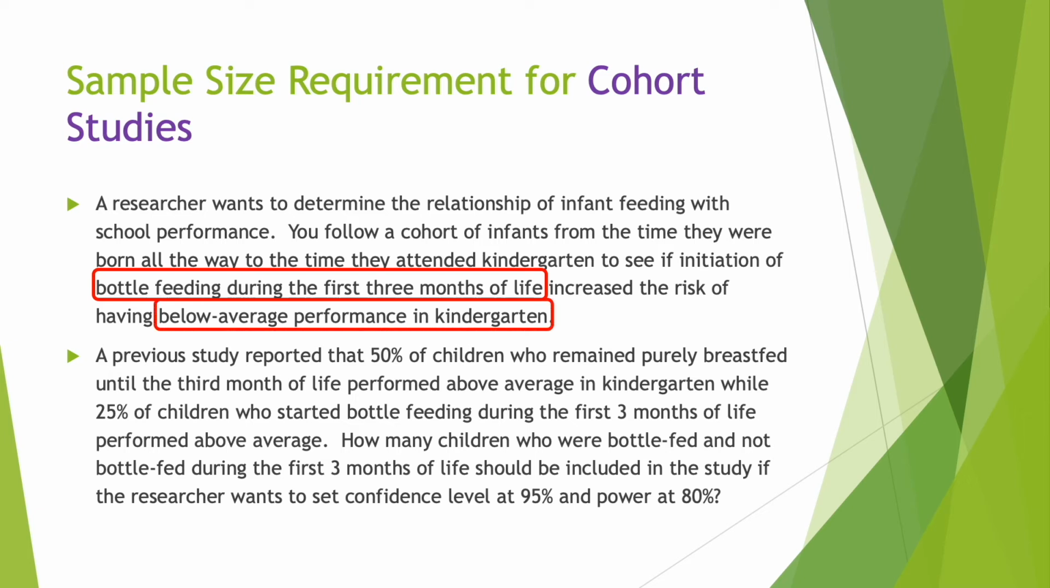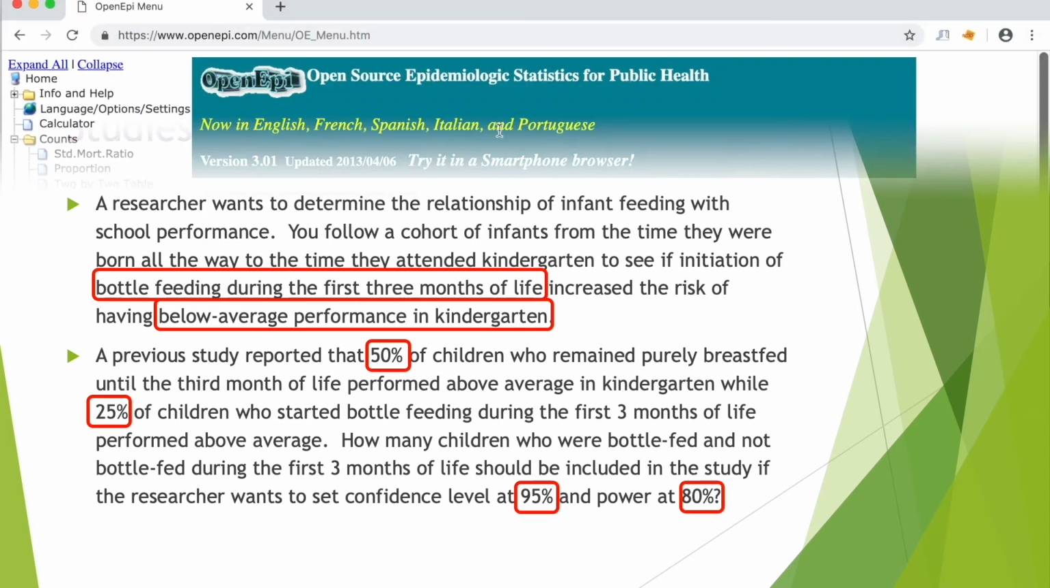The information we have available here is a desired confidence interval and desired power, and we can derive information on proportion of exposed and unexposed children with the outcome from the scenario as well. Now that we have all this information, let's proceed to the OpenEpi website.